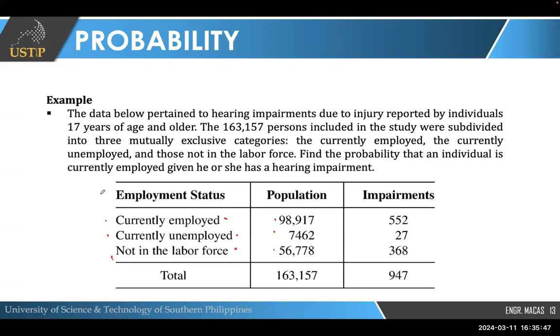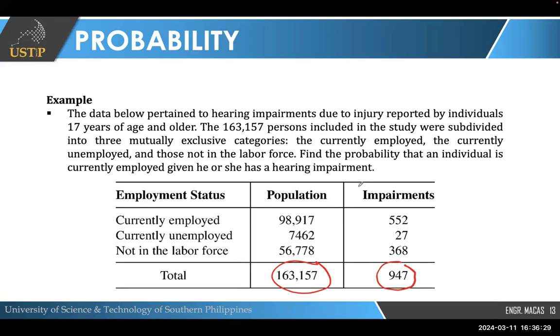Okay. So we already established that they're mutually exclusive under one category. For employed, 98,917; unemployed, 7,462; and not in the labor force, 56,778. And the total number of people is this one. Now, among the employed, how many have hearing impairments? It is tabulated in the third column: 552. For unemployed, 27. For not in the labor force, 368. So the total is that out of 163,157 people, 947 have impairments.